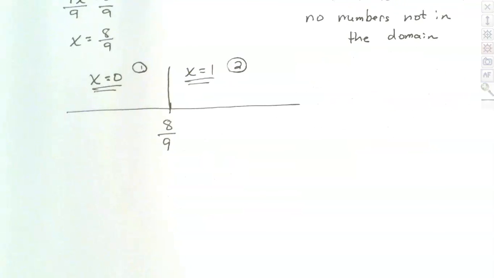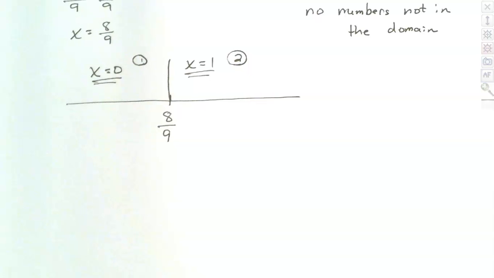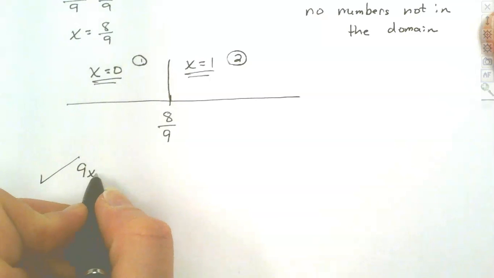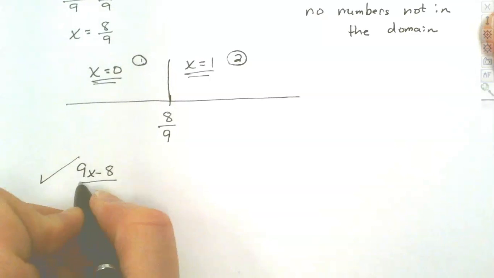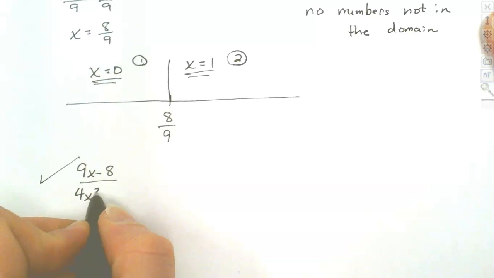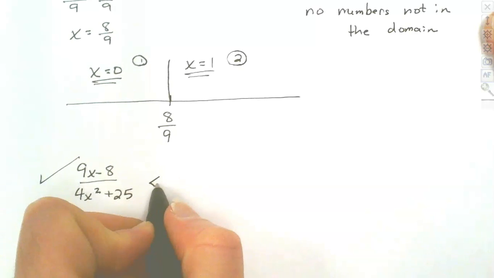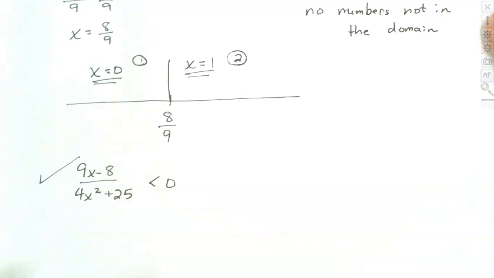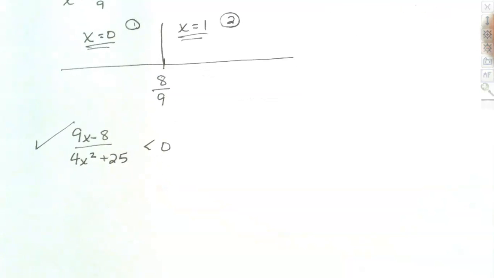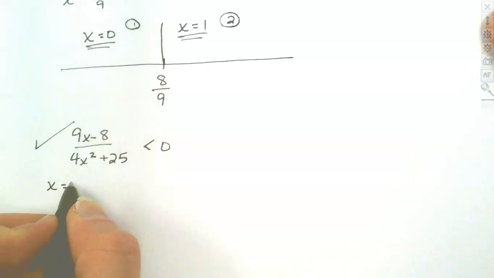So this is what we've got so far here. Now we're going to check them, and we'll just check them back in the original. So we're going to check them in (9x - 8)/(4x² + 25) < 0. So let's plug in our values. We're going to start by plugging in 0.